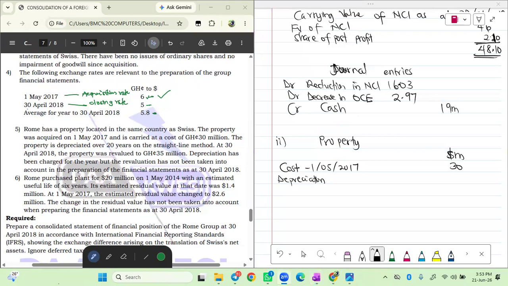Okay. So the depreciation, we are saying that depreciation has been charged for the year, but revaluation has not taken place to account. So how many years are you to charge depreciation? So I said that determine your carrying amount up to the date of the revaluation. That's what we did under PPE. So the revaluation occurred on what? 30th April 2018. So we have to determine our carrying amount as at 30th April 2018. And that's what we did.